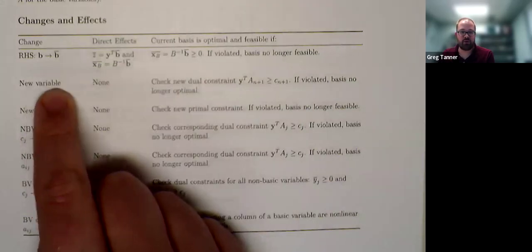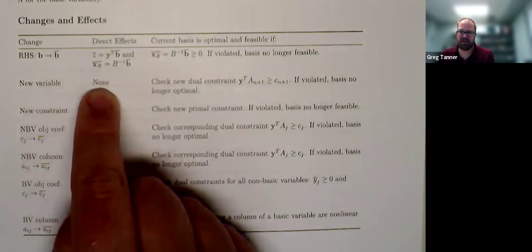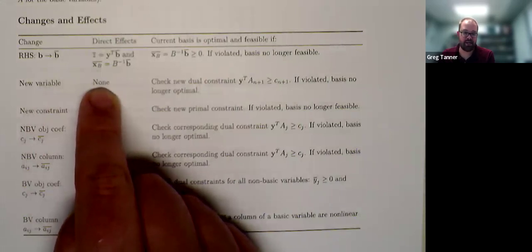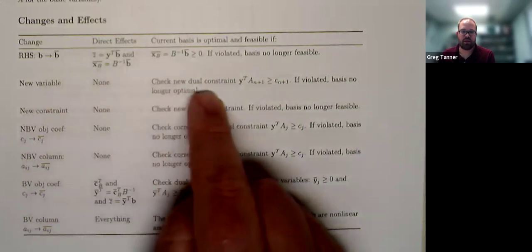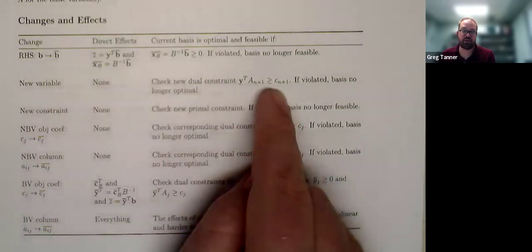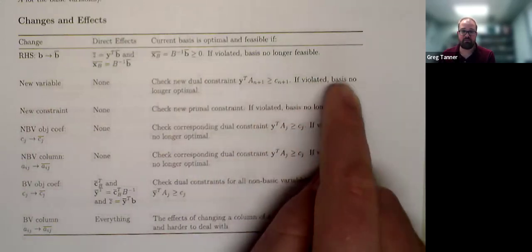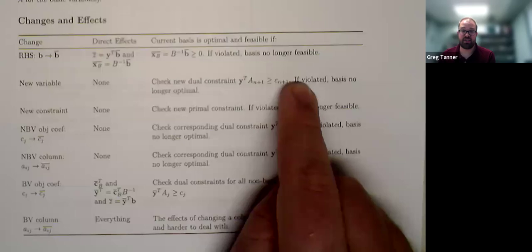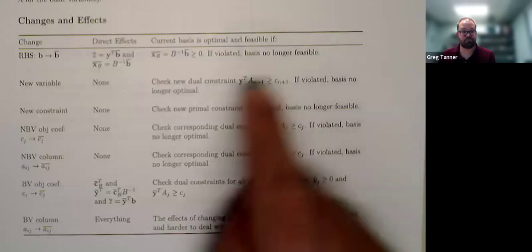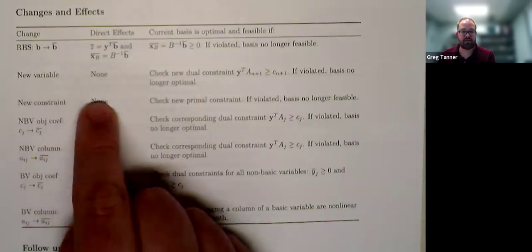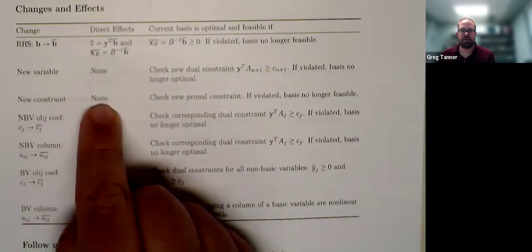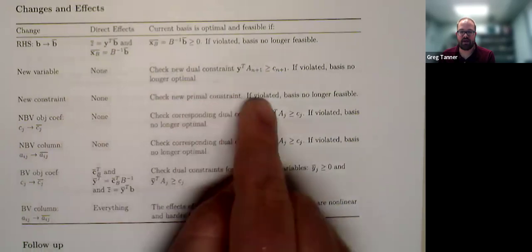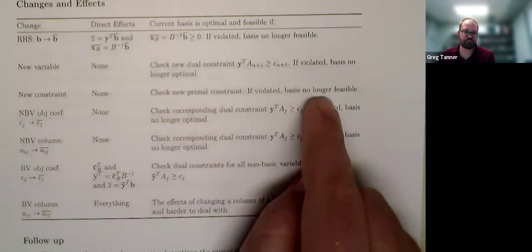If you add a new variable, then there's no direct effects. You consider that new variable as being non-basic, and you check the new dual constraint that you get from that. If that's violated, then that basis is no longer optimal, and so it's no longer dual feasible. And so you can just continue the primal simplex method. If you add a new constraint, there's no direct effects, but you need to check that new constraint. If it's violated, then your basis is no longer feasible.